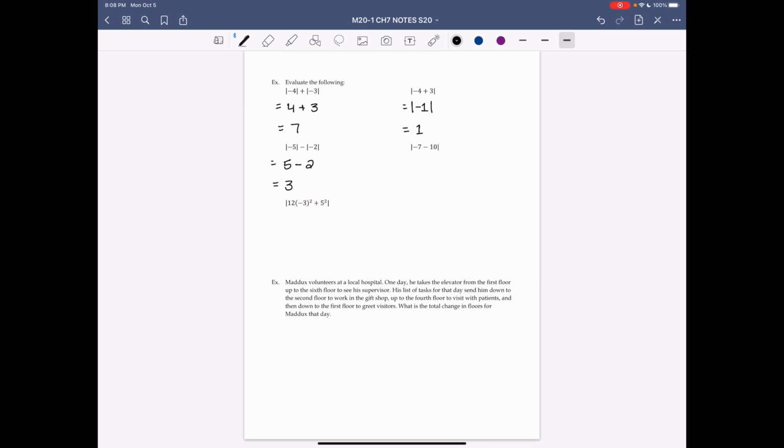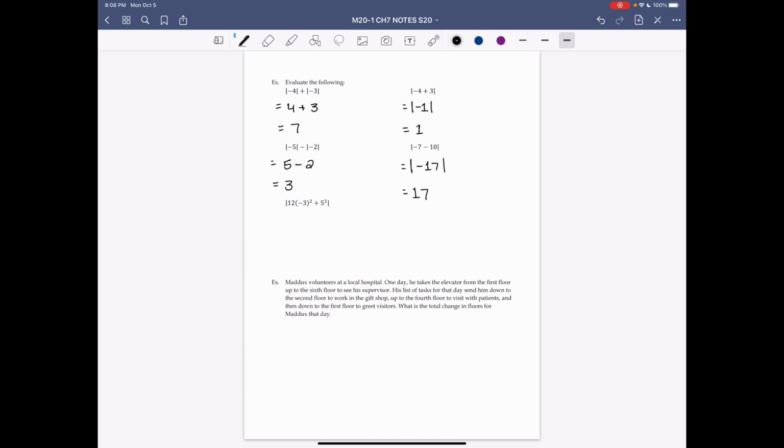Absolute value of negative 7 minus 10. We have to do the negative 7 minus 10 first because it's inside the absolute value. Negative 7 minus 10 is negative 17. Absolute value of negative 17 is positive 17.